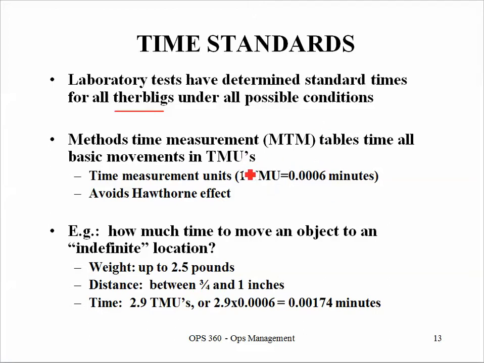Right? And so methods time measurement, or MTM tables, time all these basic movements in what we call TMUs. That's simply a time measurement unit. And 1 TMU equals 0.0006 minutes. So we're talking about a very, very small chunk of time.